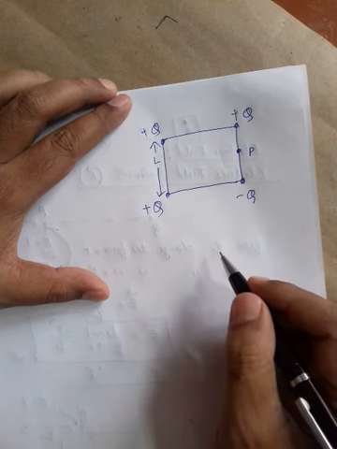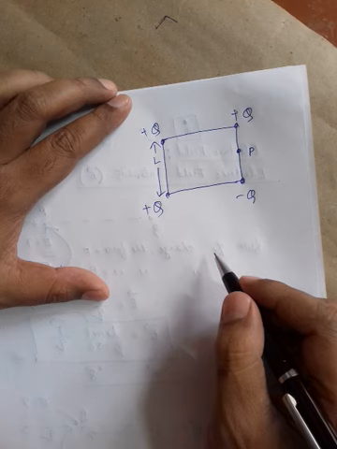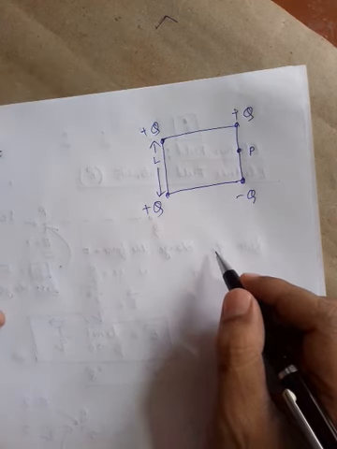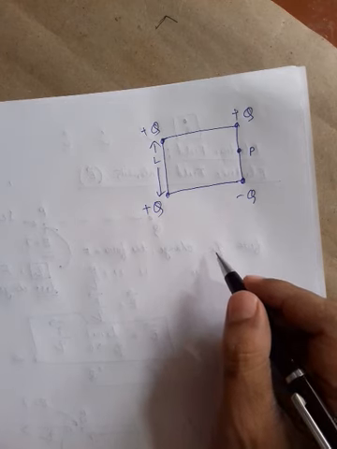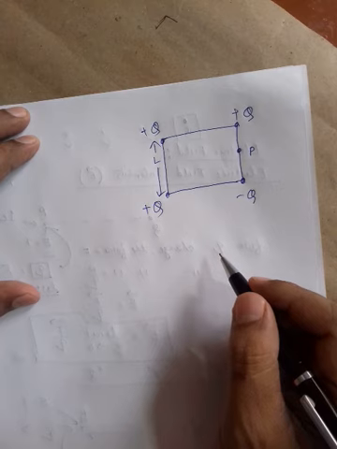of the side shown. P is the midpoint of the side shown. Find the net electric field at point P.